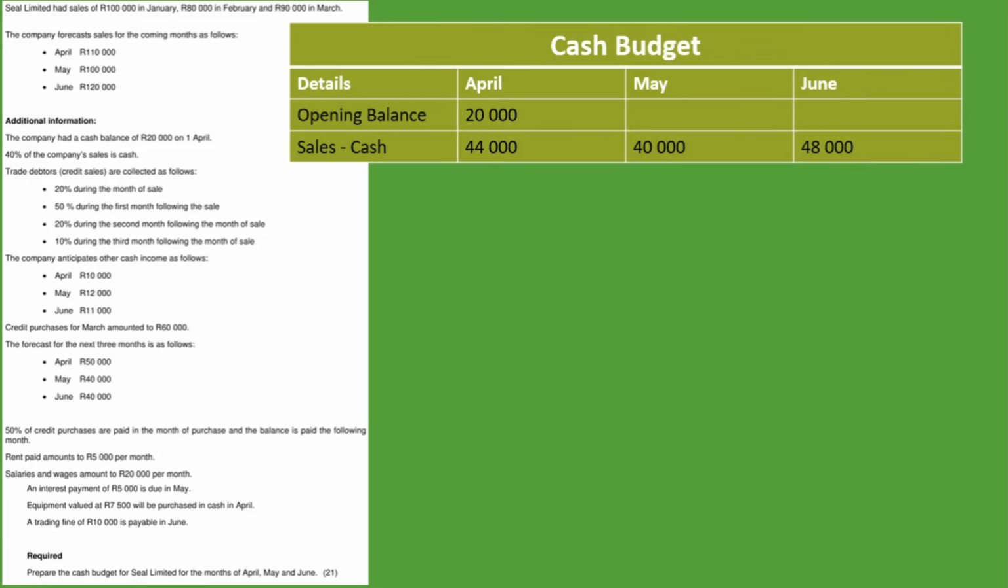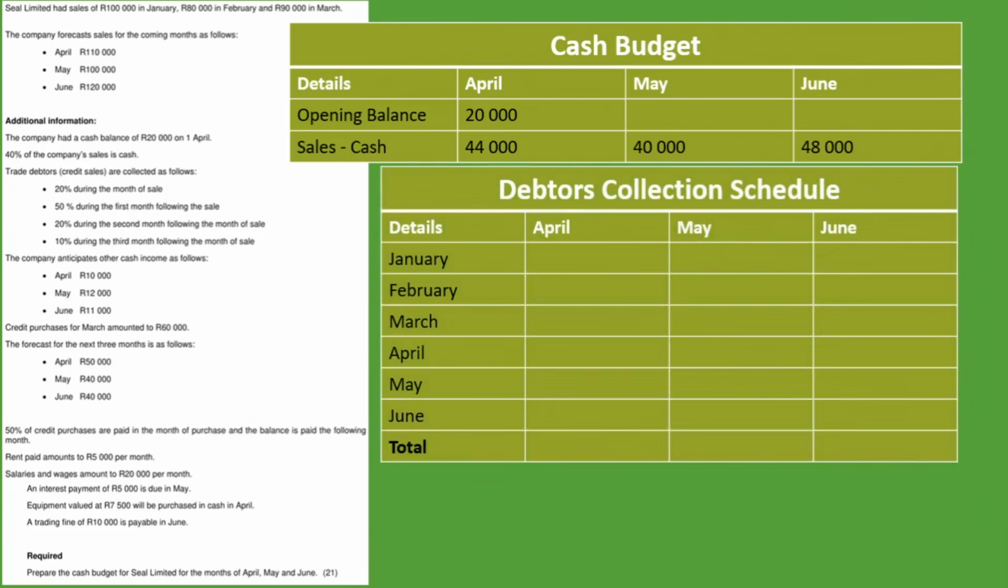But here's the table that we'll use to do the debtors collection schedule, for you to know how easy it is to do that. So I've already drawn the debtors collection schedule, and I've already plugged in the months there just for the sake of time. And you can ask yourself the question, why do I put January, February, March, April, May, June? Well, because we might collect some money from January in April, and we might collect some money from February in April or May, and we'll see that just now.